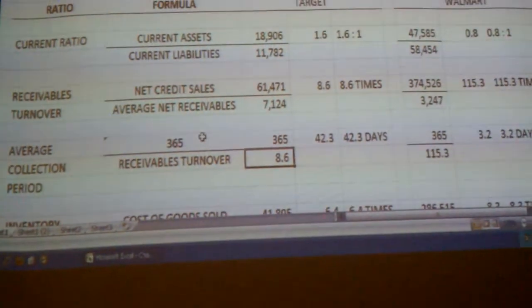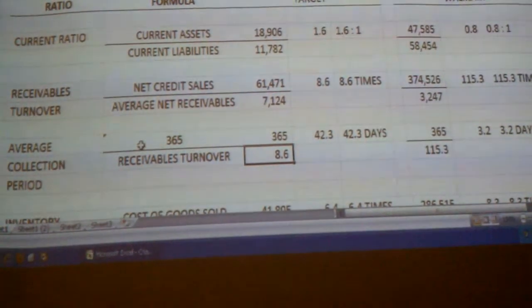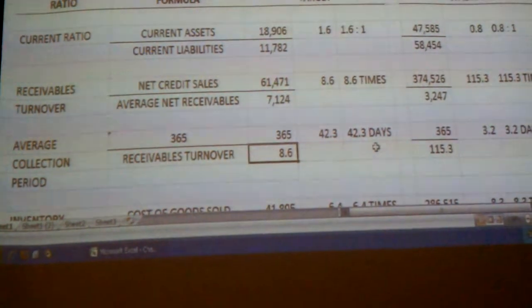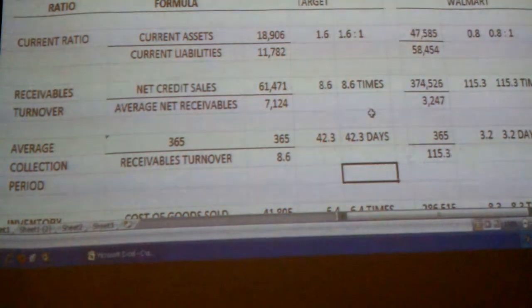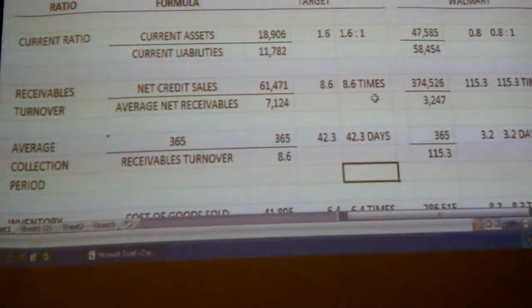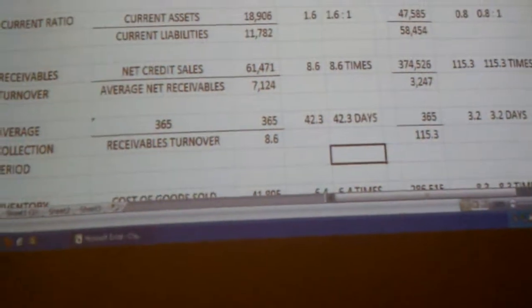So here, what we're doing in collection period, we basically just divide receivables turnover into 365. And again, the fewer number of days here, the better. So with receivables turnover, the higher the number, the better. With average collection period, the lower the number, the better.